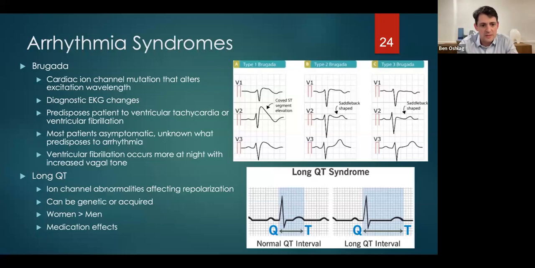Long QT is also very common. There are several different ion channel abnormalities that can cause long QT. It affects repolarization. It can be genetic or it can be acquired. There can be some medication effects and electrolyte abnormalities that can lead to it. And it's more common in women than in men.